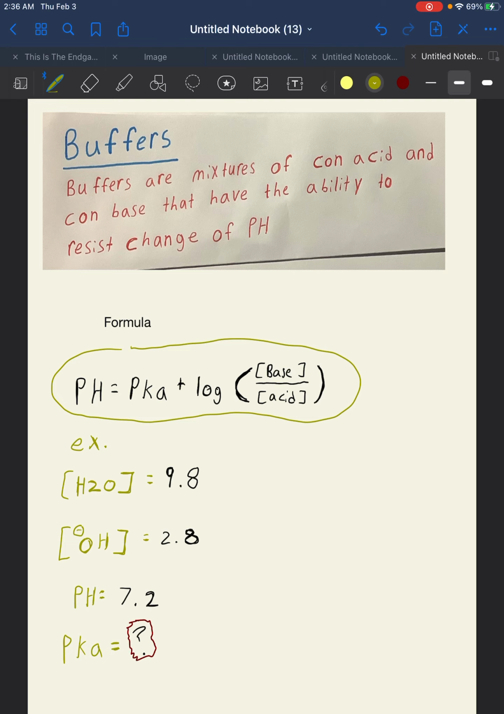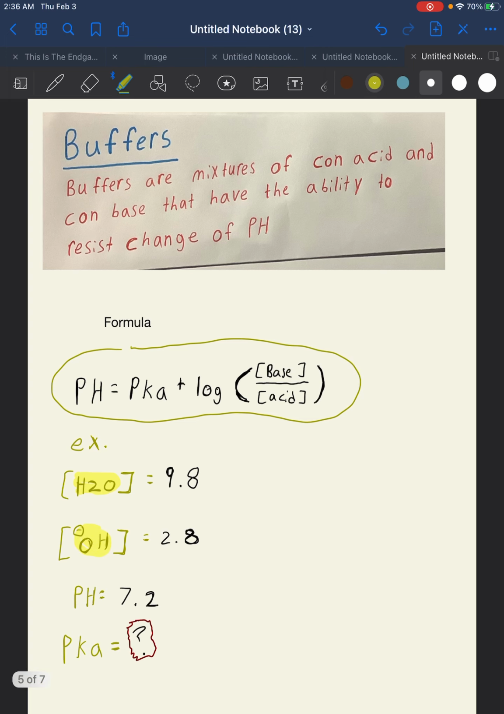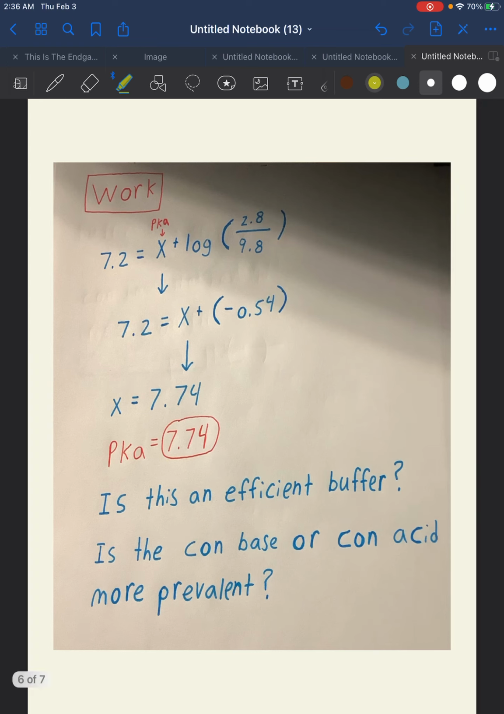Well, if we plug this in, the first thing you need to do is understand which one is the acid and which one is the base. Once again, acid because it's losing its hydrogen, base because it's the conjugate base. It has the negative charge on it. Now, if we actually work this problem out, we can solve for pKa, and we get a pKa that is 7.74.